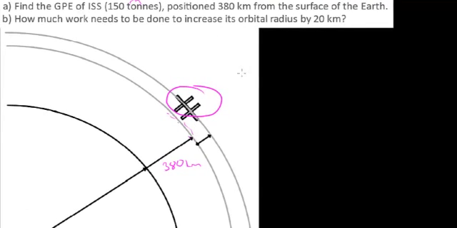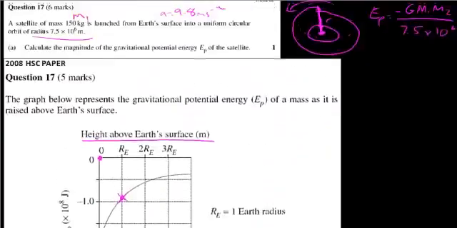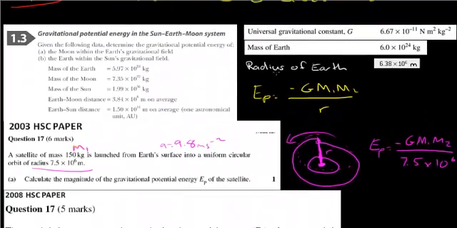And it's just saying find the GPE, the gravitational potential energy. Now you're given your G, you're given your M1, which is 150 tons, which is 150,000 kilograms. You're given your M2, which is the mass of the Earth. And the thing is, in the physics data sheet, they don't tell you the radius of the Earth. So I just got this value here.